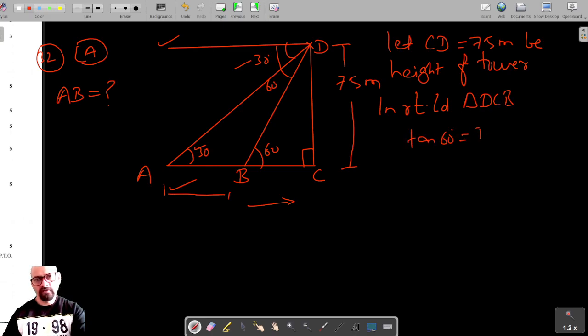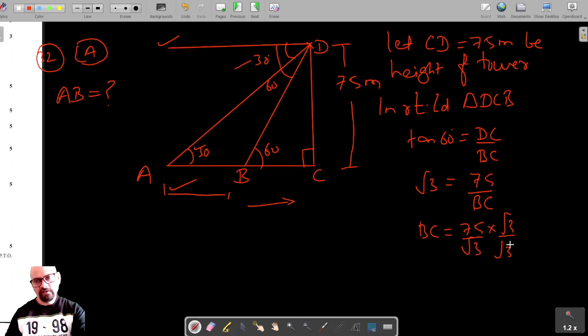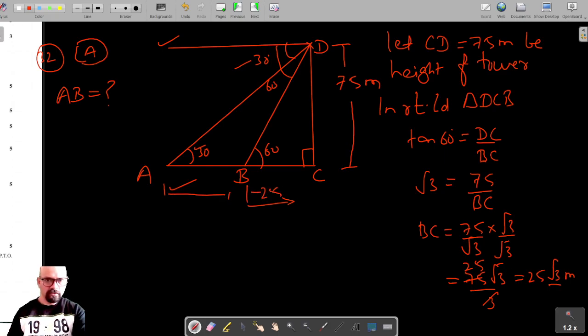tan 60 is equal to DC by BC, and tan 60 is root 3. DC is 75, which gives us BC. So BC is equal to 75 by root 3, and rationalizing the denominator gives us 75 root 3 divided by 3, which is equal to 25 root 3 meter. So we have got BC, it's 25 root 3 meter.